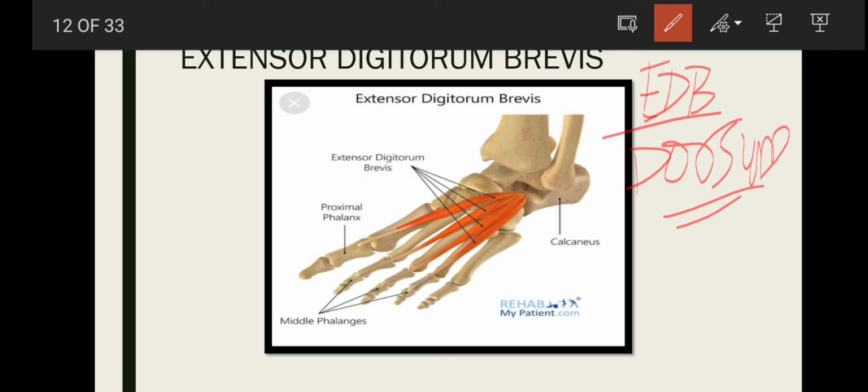Now this muscle you can also find, this muscle actually arises from the calcaneus bone. Okay, see the calcaneus bone. From the calcaneus bone, the muscle arises, okay, from the anterior part of the superior surface of calcaneum, and this muscle divides into 4 tendons.